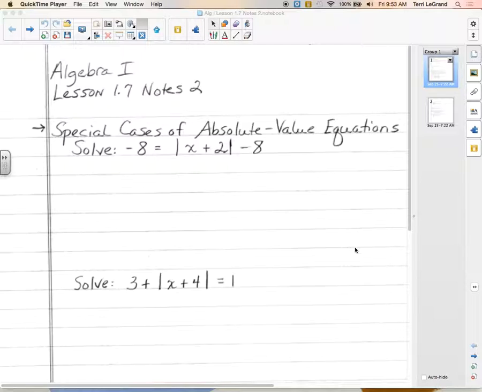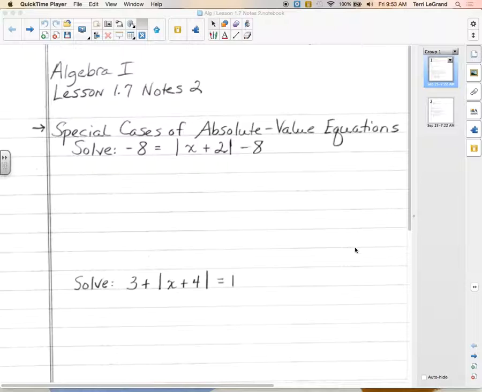Solving absolute value equations. We still have the same goal today. I can solve equations in one variable with absolute value expressions, but we have to add to that goal. We have to know how to set them up also. So we need to know how to set up absolute value equations along with being able to solve them. Okay, so today we're going to move into some special cases of absolute value equations.